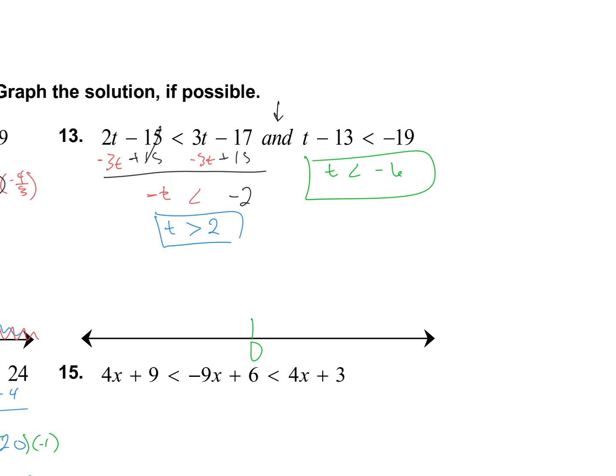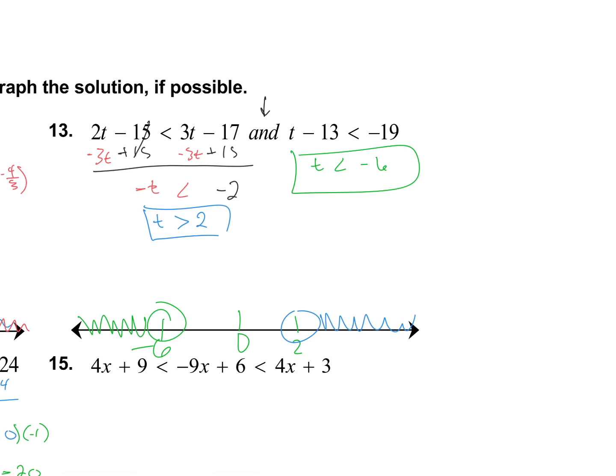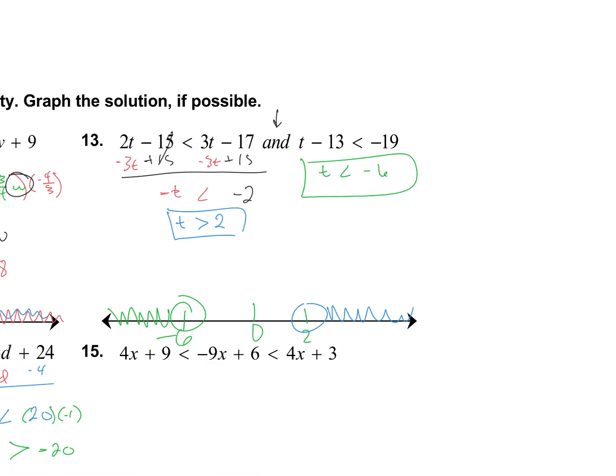Let's go 0, -6, and 2. Open dot, shade to the left, because that's all the numbers less than -6. Open dot, shade to the right, because that's all the numbers greater than 2. That's usually what an OR looks like. So I think we have a problem. This is a no solution because they don't overlap.